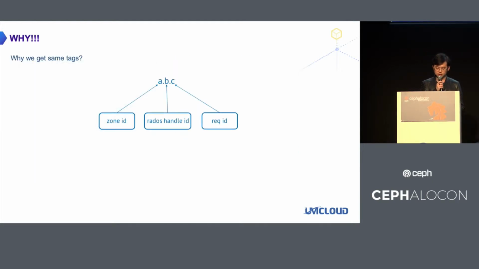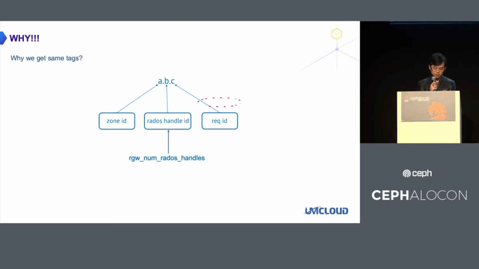Why do we get the same tags? Let's take a look at the composition of the tag. The tag is composed of 3 parts, including zone ID, rados handle ID, and the request ID. As we know, for a specified zone, the zone ID is constant. The number of rados handle IDs is determined by the rgw_num_rados_handles configuration item. That is to say, if the configuration item is set too small, the probability of getting the same rados handle ID is very high.